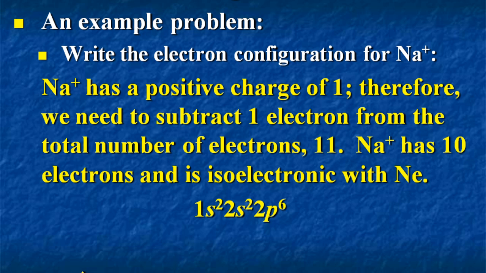1s2, 2s2, 4, you need 6 more for 10. So when you write 2p6, you are showing 10 electrons, right? So the electronic configuration of Na plus is 1s2, 2s2, 2p6. Remember, in electronic configuration we are showing the number of electrons. So if it has only 10, you can show only 10, right? That is the deal.